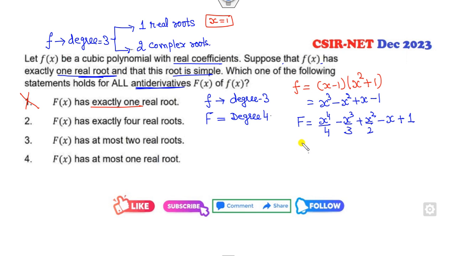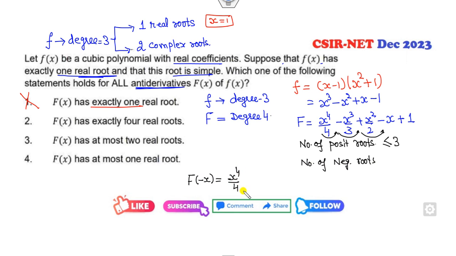Can you find the number of positive roots? How can you find the number of positive roots? You can use Descartes' rule of signs. So there is one change in sign, one change in sign, one change in sign. So that means there are at most 3 positive real roots. Can you find the number of negative roots? How can you find the number of negative roots? I can find F of minus x. So it will be x to the 4 over 4, plus x cube over 3, plus x square over 2, plus x, plus 1. So clearly there is no change in sign. So there are no negative roots.